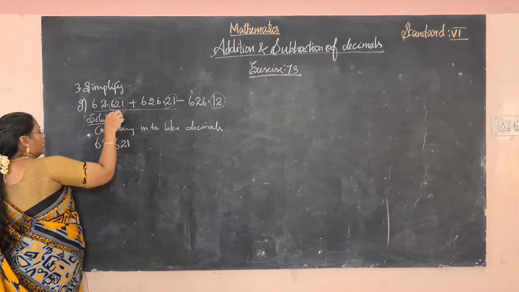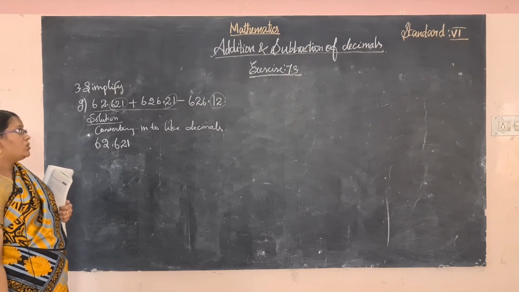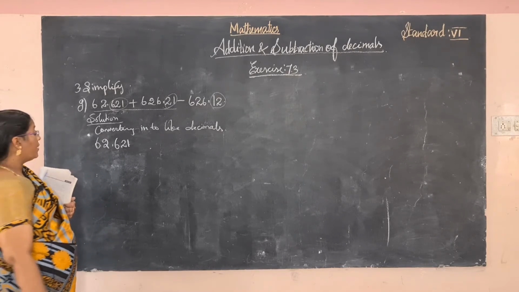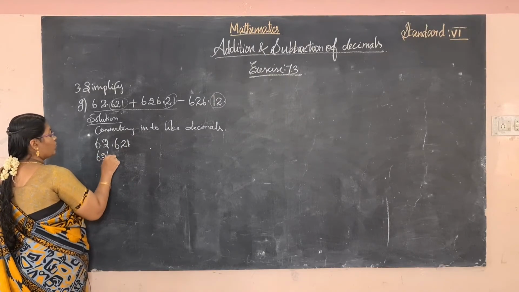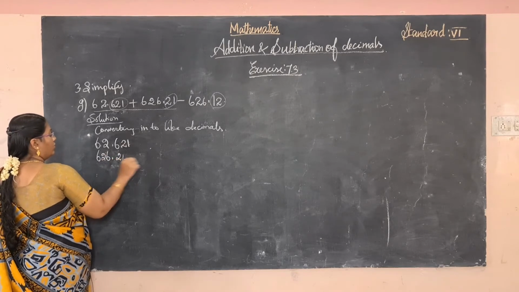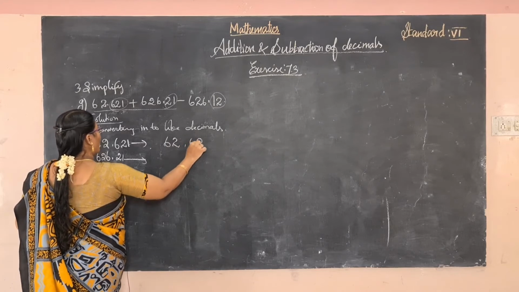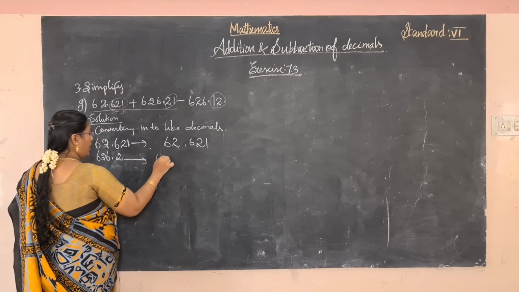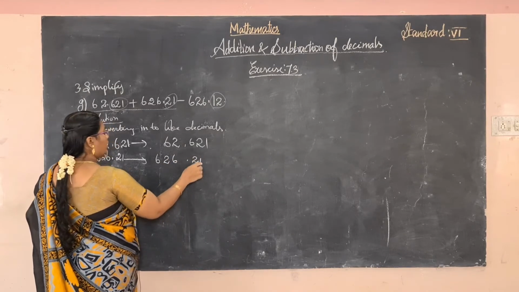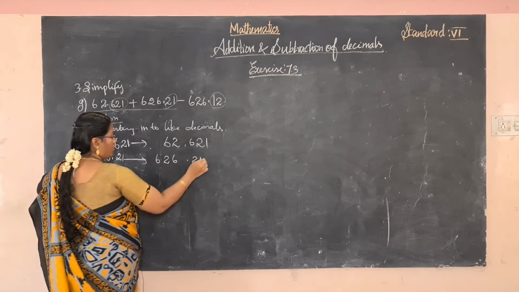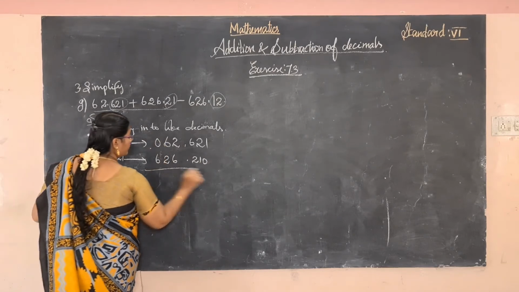62.621. The highest decimal place value is 1000, is it? 1000 is the highest decimal place value. So the second one, 626.21. First convert 62.621 and the next one 626.21. 0.21, only the 100th place is there. We need the 1000th place, so we add 0 on the right side. Okay, right. Now add.